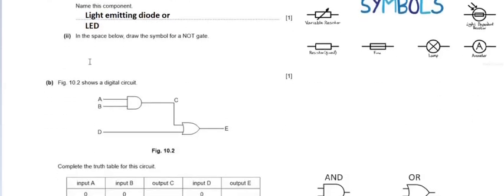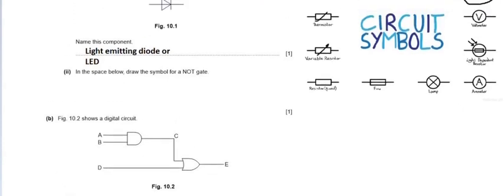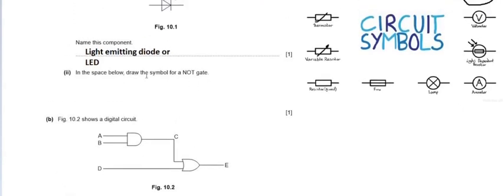Question number B. In the space below, draw the symbol for the NOT gate. In the MCQ, we had seen the symbol for the NOT gate. All the symbols of the gates we have to revise before we solve any problem in digital electronics. So what was the NOT gate basically? We had seen it is only a kind of triangle. So here I am going to draw the triangle.